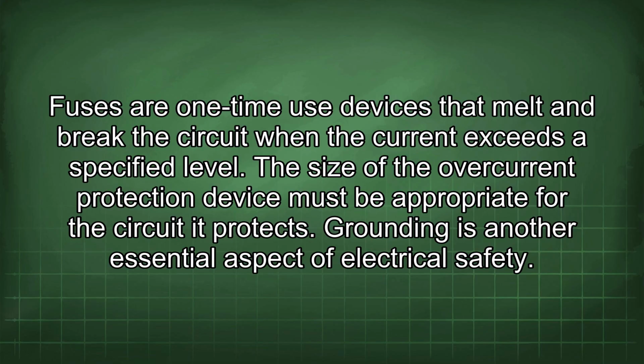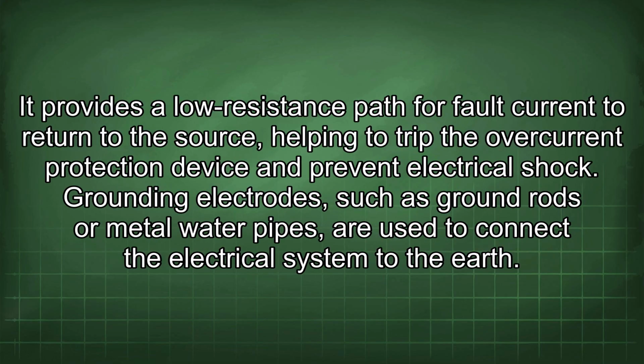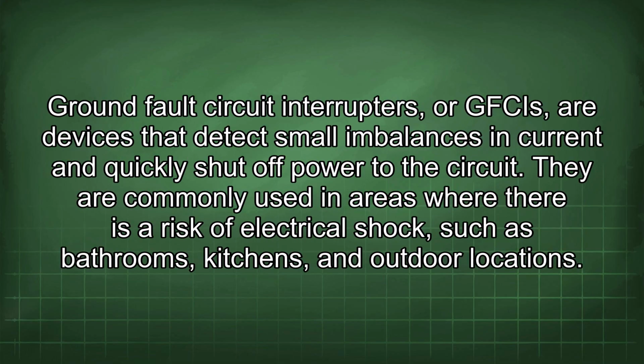Grounding is another essential aspect of electrical safety. It provides a low-resistance path for fault current to return to the source, helping to trip the overcurrent protection device and prevent electrical shock. Grounding electrodes, such as ground rods or metal water pipes, are used to connect the electrical system to the earth. Ground fault circuit interrupters, or GFCIs, are devices that detect small imbalances in current and quickly shut off power to the circuit.